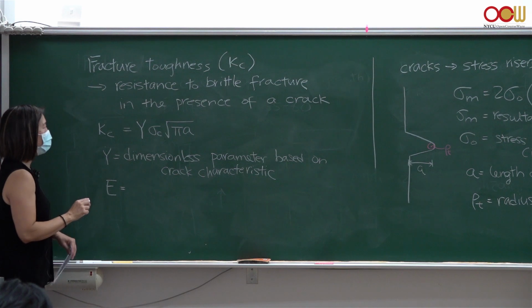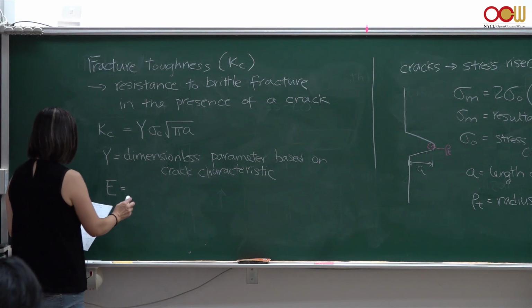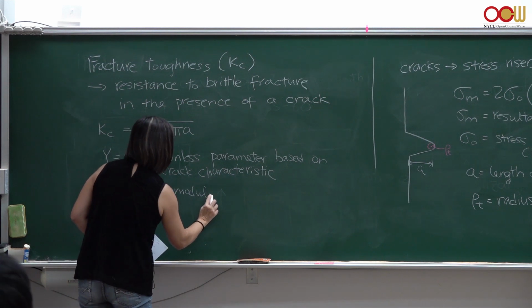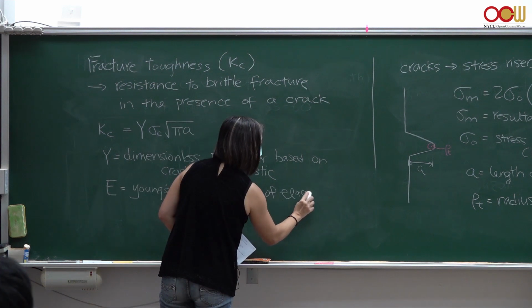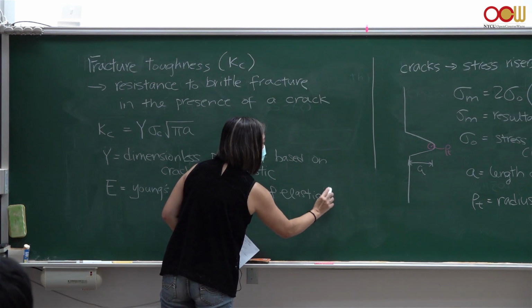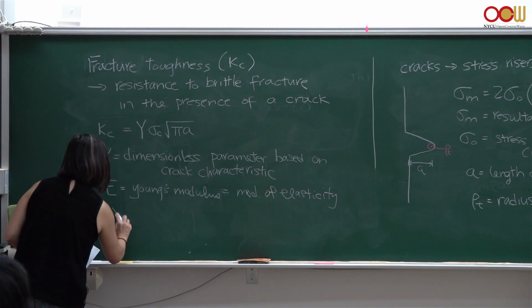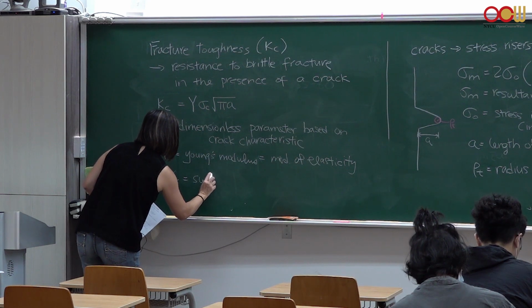So Y is a dimensionless factor. It's calculated for different kinds of cracks. E is Young's modulus, or sometimes also called modulus of elasticity. This is something we studied before with stress and strain, same E. And then this is surface energy.